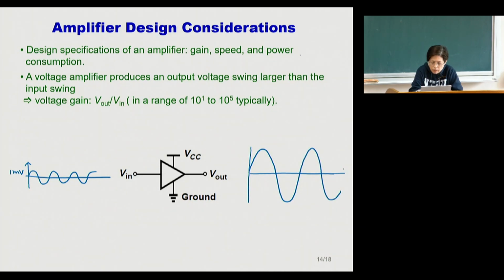Right? And then this is time. This is magnitude. So this will be 1 millivolt, and then the magnitude of this signal will be amplified by 1,000, becoming 1 volt. So this will give me what we call voltage gain. The voltage gain is defined as V out over V in. So if I draw you this plot, you should be able to identify that the voltage gain of this circuit is 1,000.